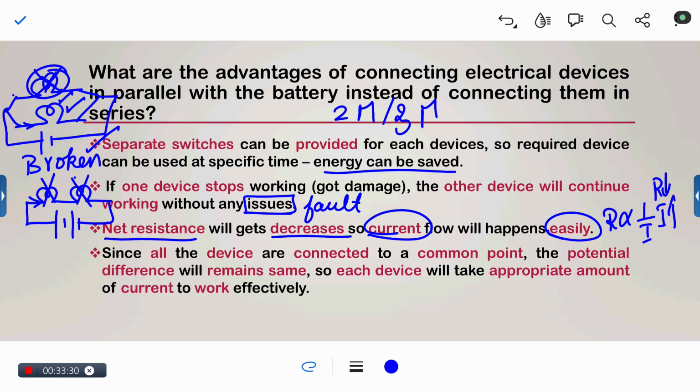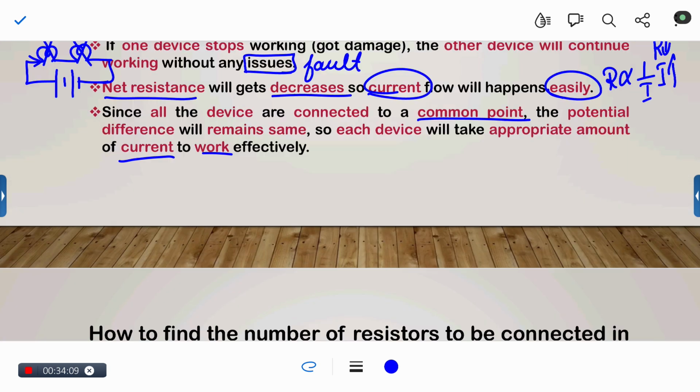And then, since all the devices are connected to a common point in parallel, the potential difference across these points is going to remain the same. In our domestic electric circuit, the potential difference is going to be 220 volt. Since the potential difference is the same, each and every device will take an appropriate amount of current to operate and work. So these are the 4 important advantages of combination in parallel instead of connecting them in series.